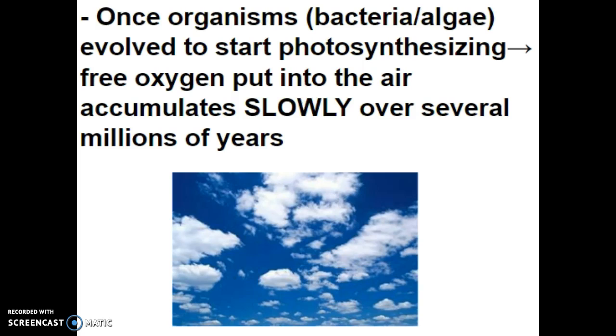Once we fast forward the Earth time clock quite a few million years, eventually we have bacteria and algae that are able to take chemicals out of their environment along with the sun and make their own food. So they started to photosynthesize. And of course, the byproduct of photosynthesis is oxygen. So free oxygen was put into the air very slowly over the next millions of years.